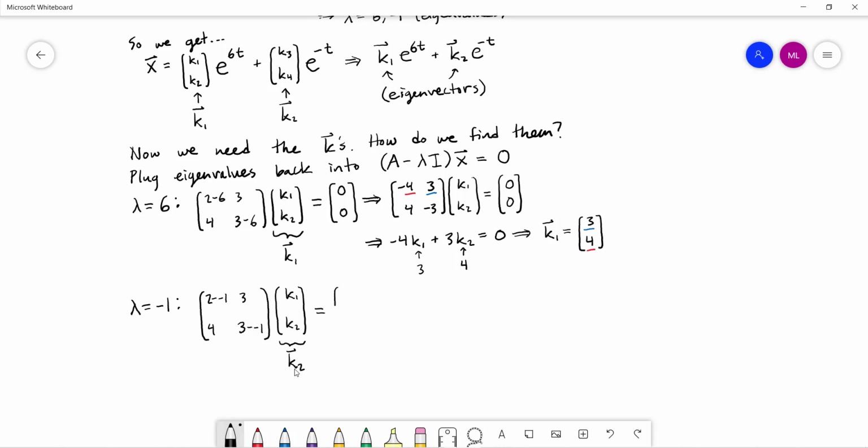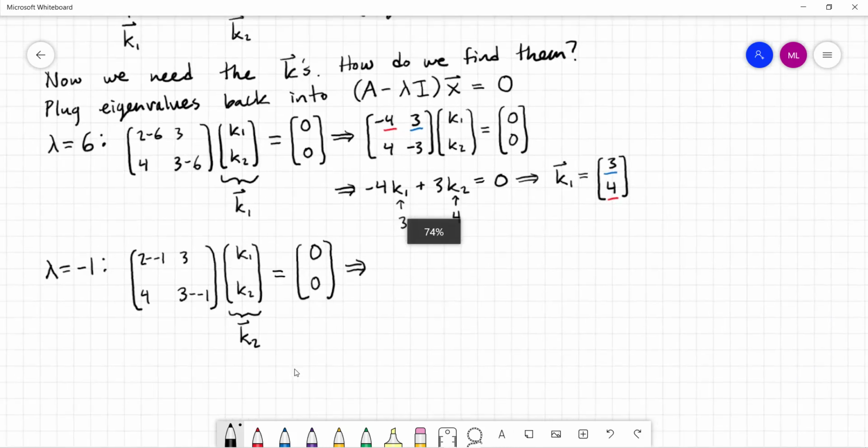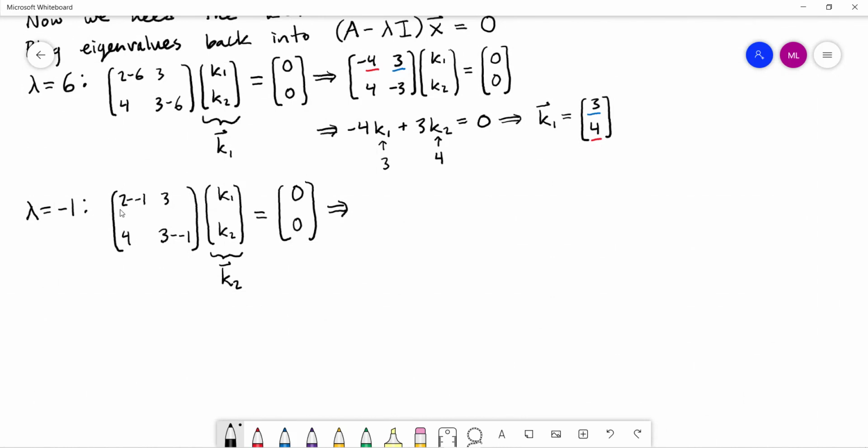This also needs to be equal to 0, 0, and we will see the exact same thing should happen. We should get a singular matrix out of this. So 2 minus a -1 is just 2 plus 1, that's 3. So we've got 3, 3, down here 4, and 3 minus a -1 is 4. And sure enough, notice that 3, 3, or 4, 4, they are proportional to each other. It doesn't make any difference which one we use to find our eigenvector.